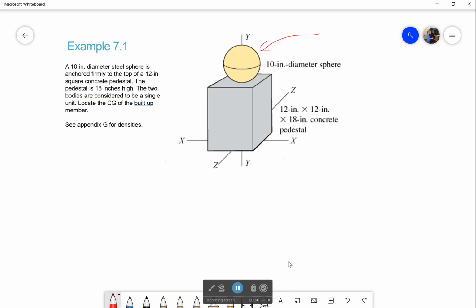Since it's securely fastened, that means they act as one member. They're going to have a center of gravity that's from both of them connected. The pedestal is 18 inches high. And we want to get the center of gravity of this built-in member.